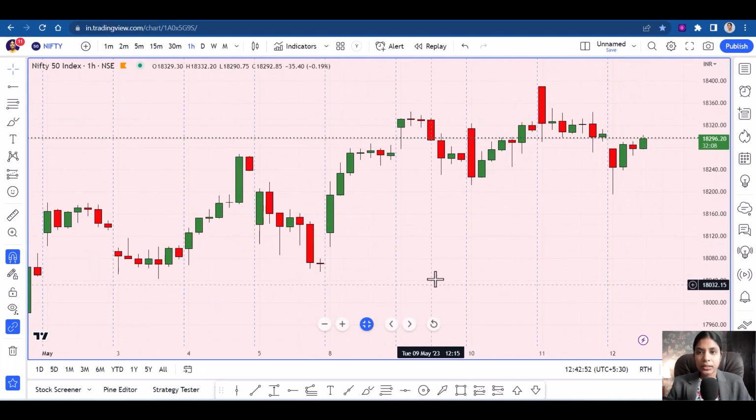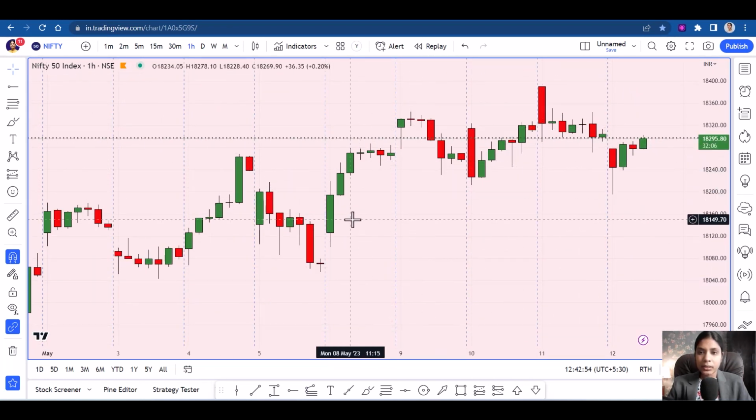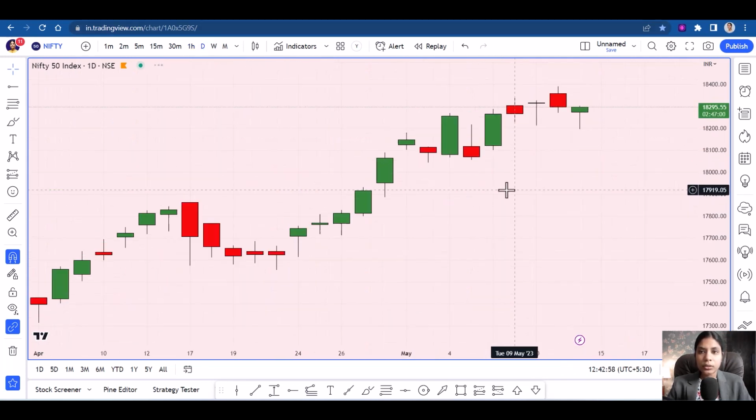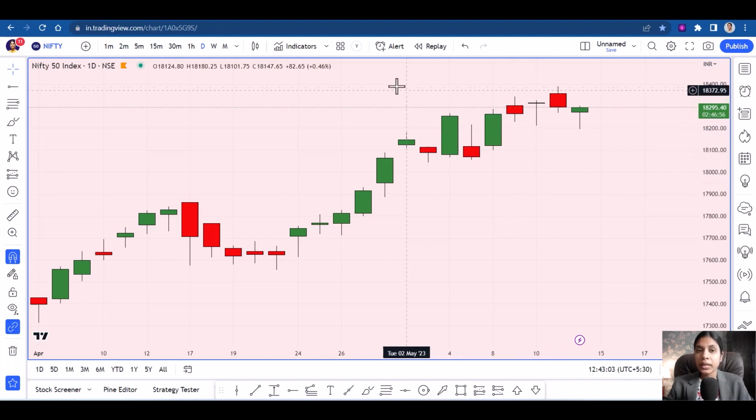Now if we look at the last 3 days, 1, 2 and 3, right? So if you go back to the daily chart to check 1, 2, 3, we will start from 9th May.